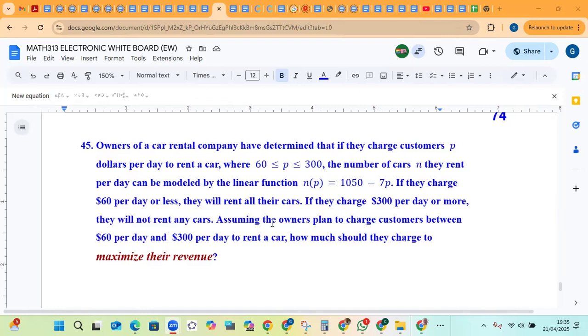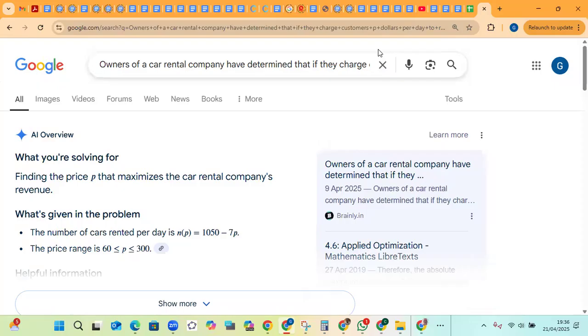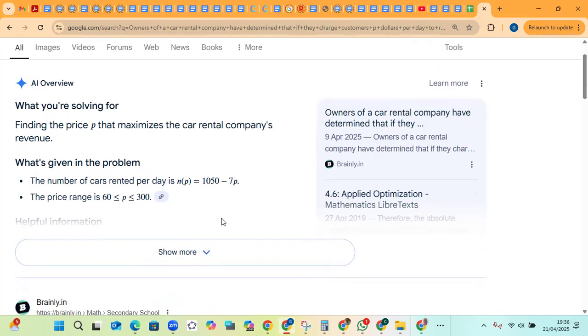Assuming the owners plan to charge customers between $60 and $300 per day to rent a car, how much should they charge? So this is a case of maximization of their revenue. Okay, so let's see how we can solve such a question. And here it is preferable to go through the steps that we looked at in the AI overview. Let's take a look at the AI overview.